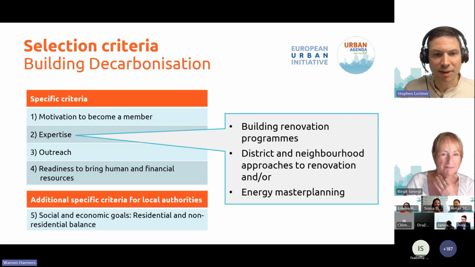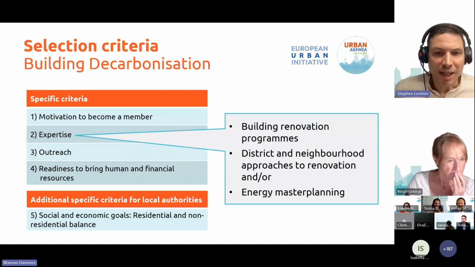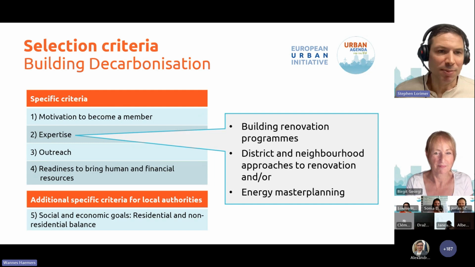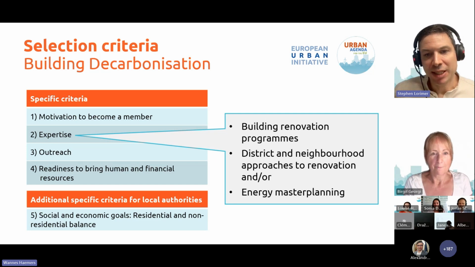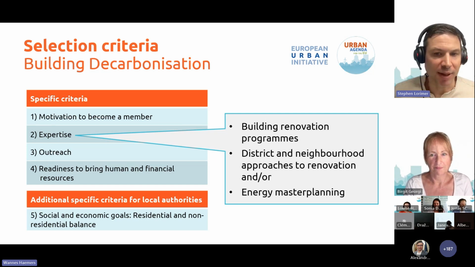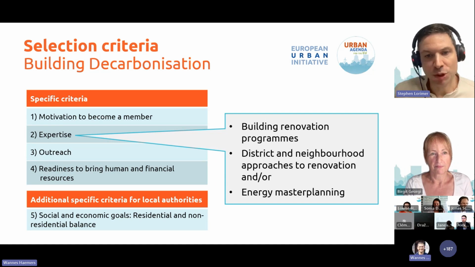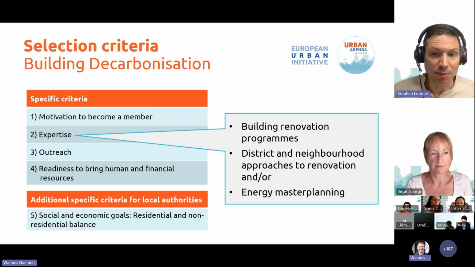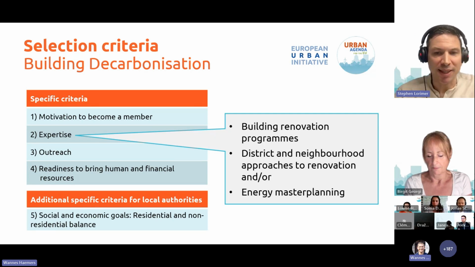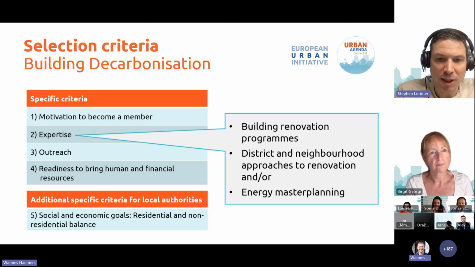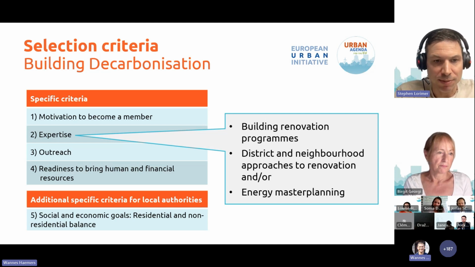And now it's Steve. I won't repeat a lot, I'm benefiting from Birgit saying things in general the first time around. But of course, thinking about the expertise that you have: renovation programs you ran before, district and neighborhood approaches to renovation, even better, that you might have experience with, and of course those who have done energy master planning, the kind of documents or studies that you've done in the past that probably support local heating and cooling plans as they emerge in the future. That's a positive previous expertise that you could bring to the table.